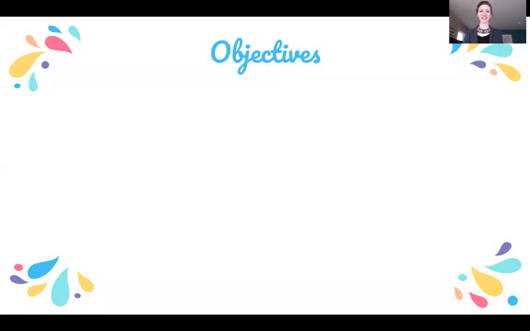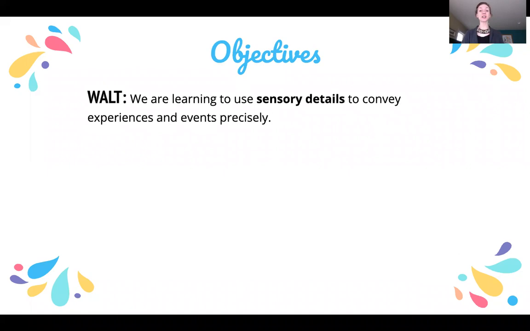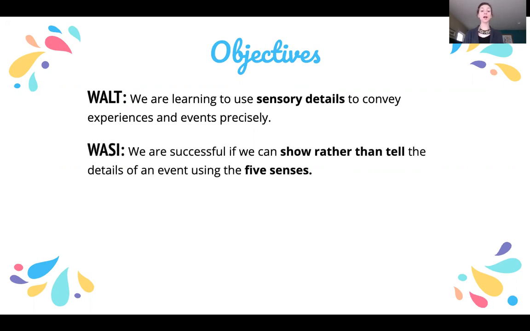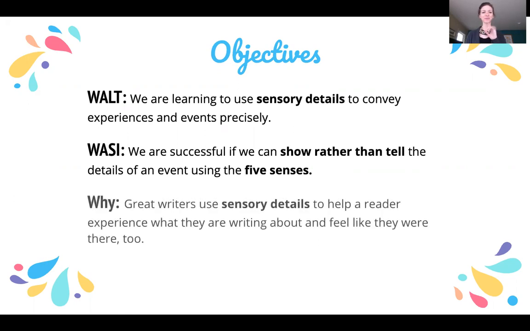Our objectives today are: we are learning to use sensory details to convey experiences and events precisely. We are successful if we can show rather than tell the details of an event using the five senses. Why? Great writers use sensory details to help a reader experience what they are writing about and feel like they were there too.